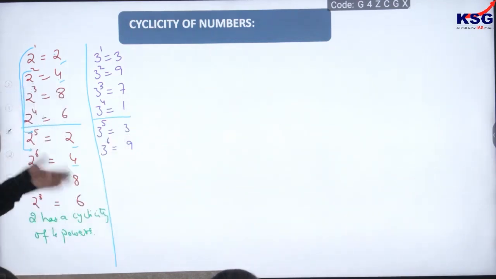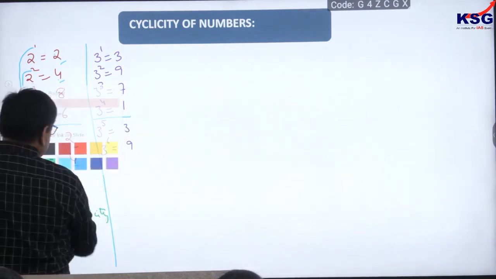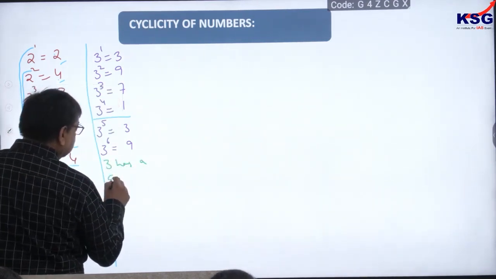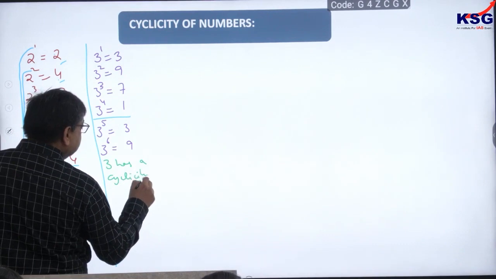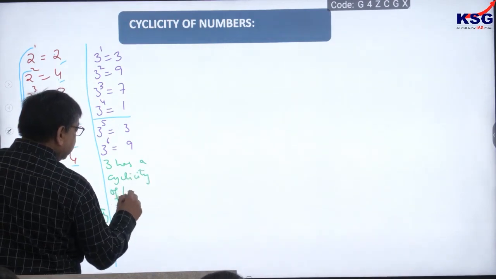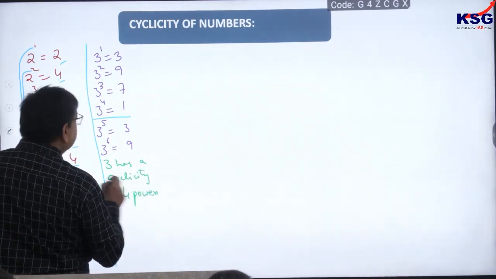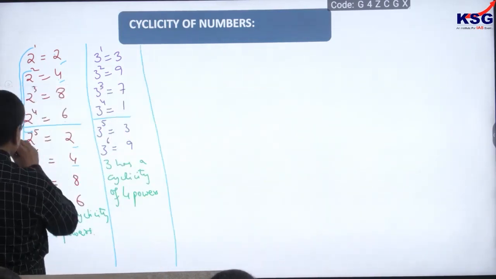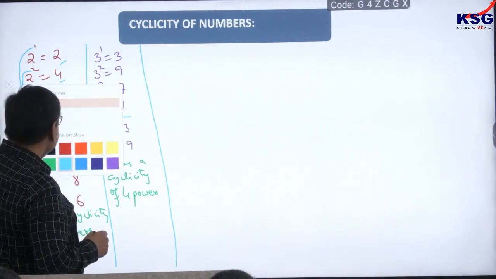3971, 3971 will keep on repeating itself. So we can say here that 3 has a cyclicity of 4 powers, that is, after every 4 powers we are getting the same digit in the units place. Clear? All right.